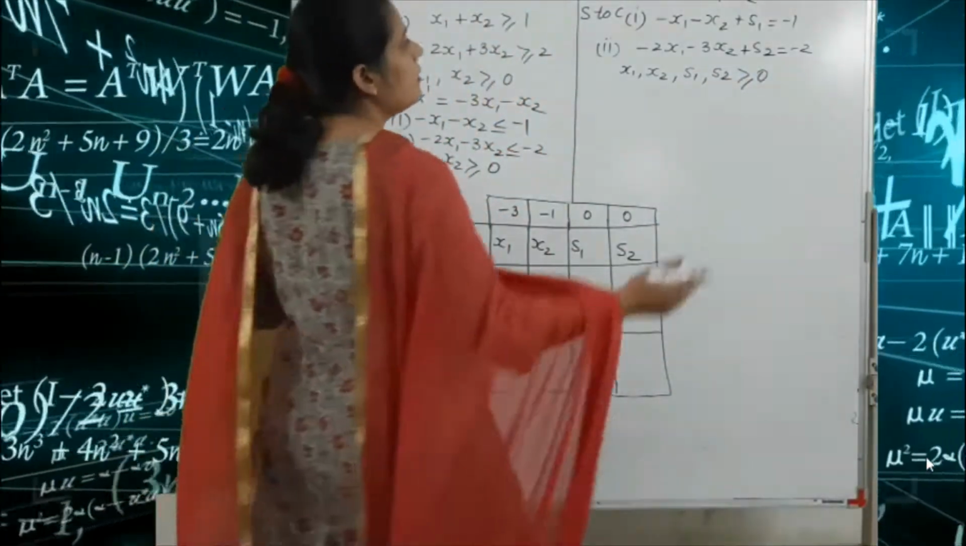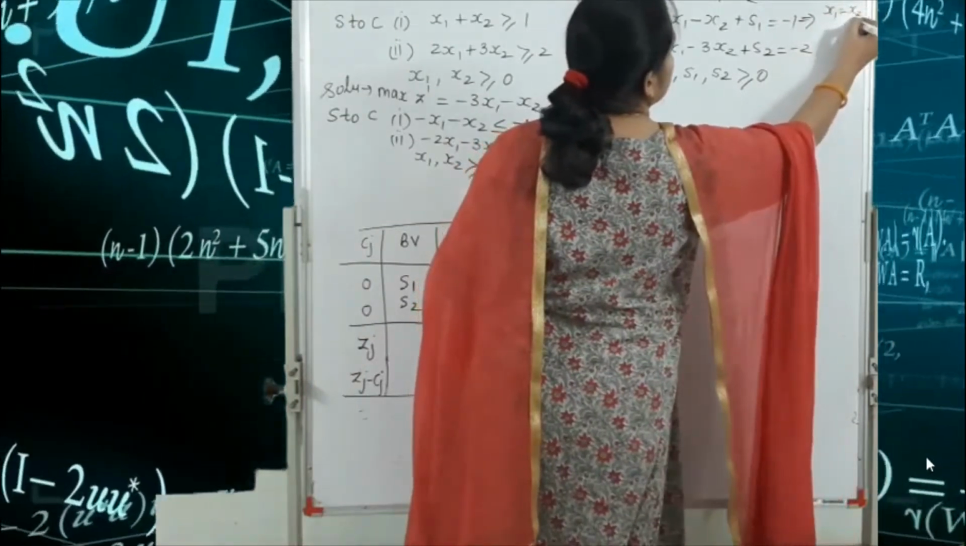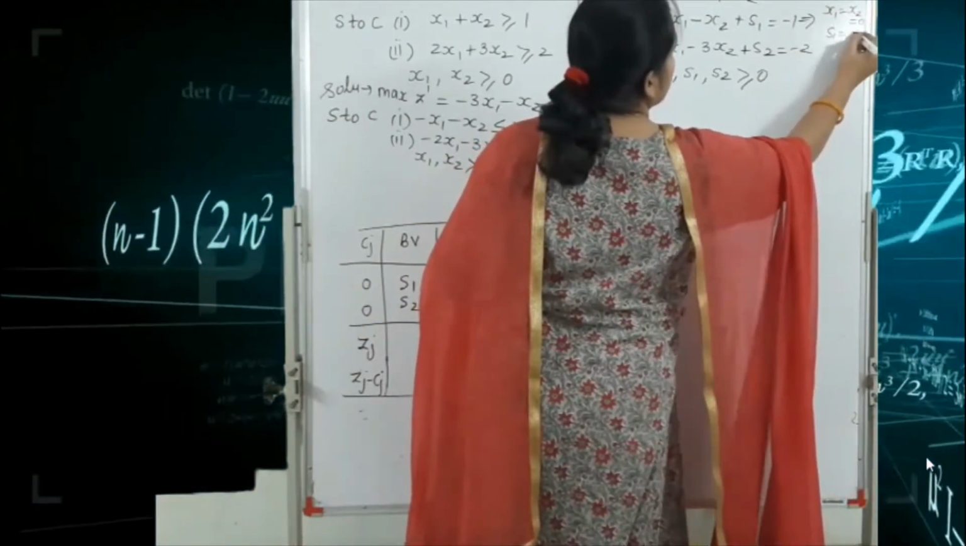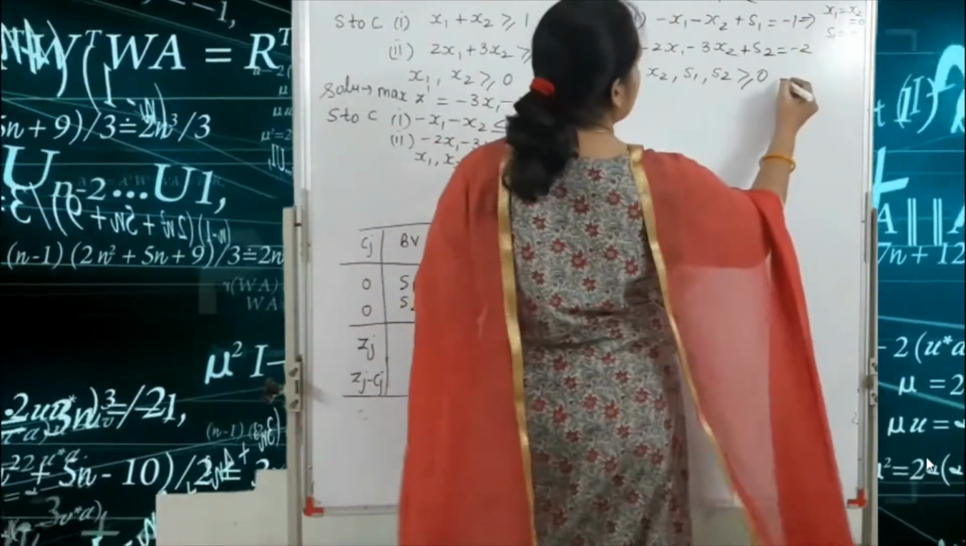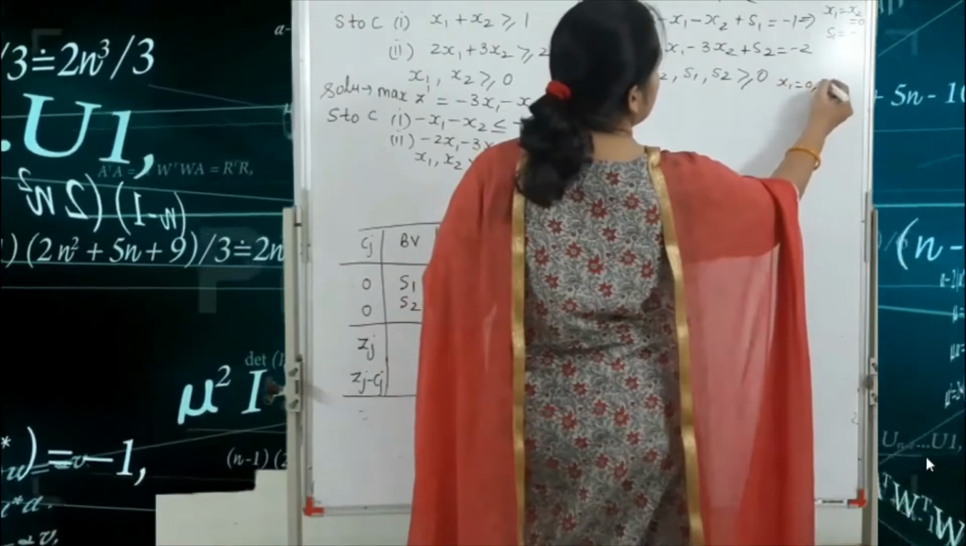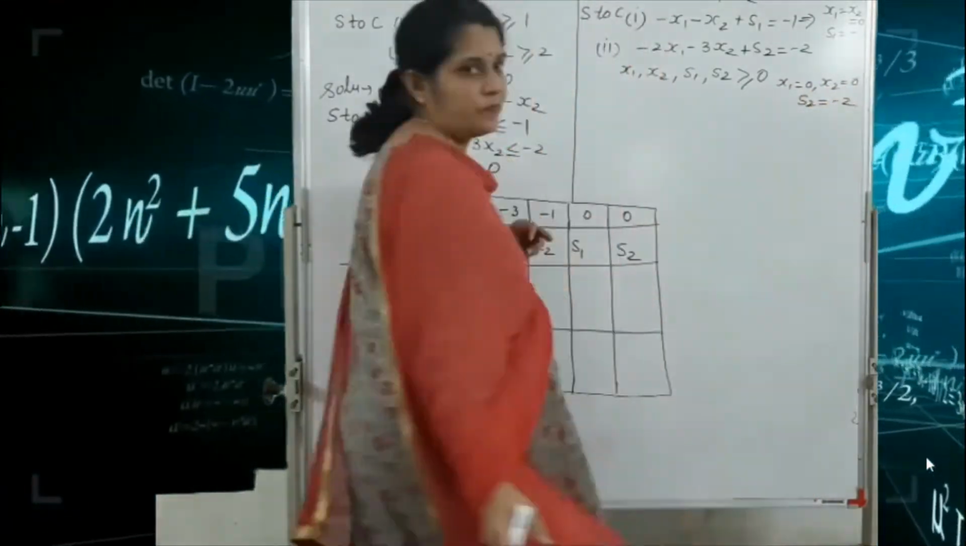Okay, so here in the first equation, if x1 is equal to x2 is equal to 0, so s1 is equal to what? Minus 1. Next one, x1 is equal to 0, x2 is equal to 0, so s2 is equal to what? Minus 2. Got it?